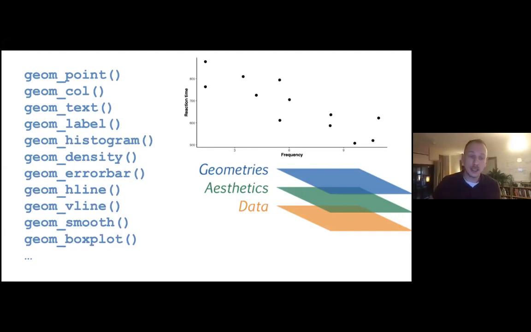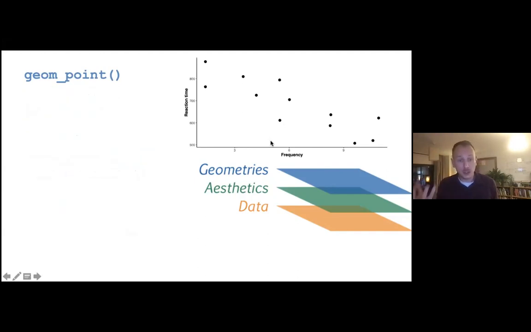If you wanted to create this plot where you have reaction time, how quickly somebody responds to something, as a function of the frequency of a stimulus, we process more frequent things more quickly. Things that we observe very often, we're very fast at recognizing. And so the durations drop. Well, this is a scatter plot. These points are geom_point, and that will be the geom that we need to use.